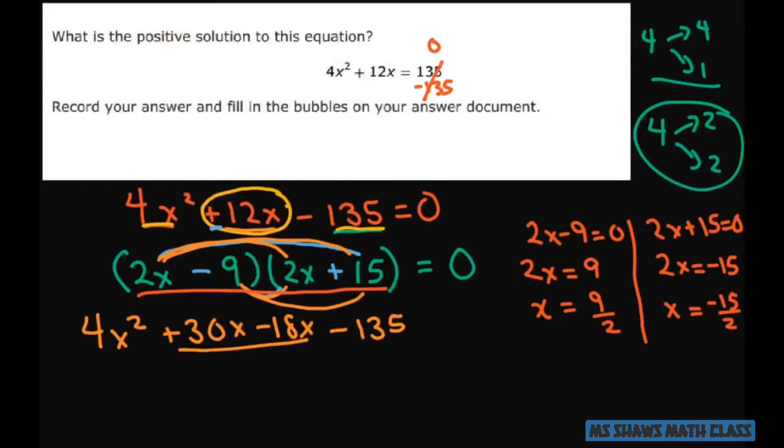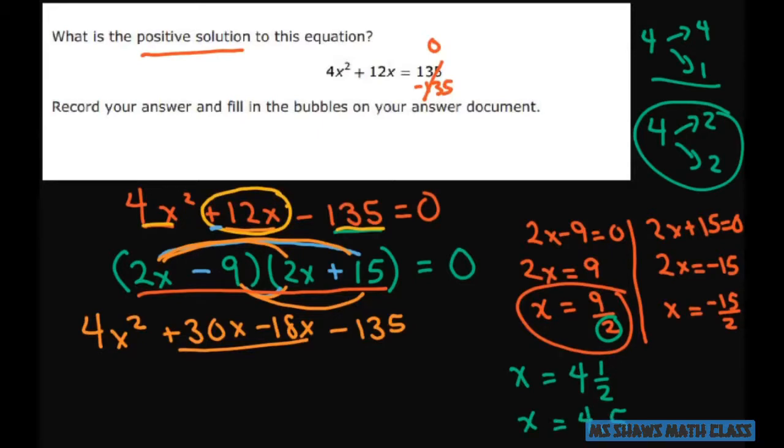Now, what do they want? They want the positive solution. So this is our positive solution. If you simplify this, you know 2 goes into 9 4 times with 1 left over. So that would be 4 and 1 half, or you could write it as 4.5. And that's your final answer.